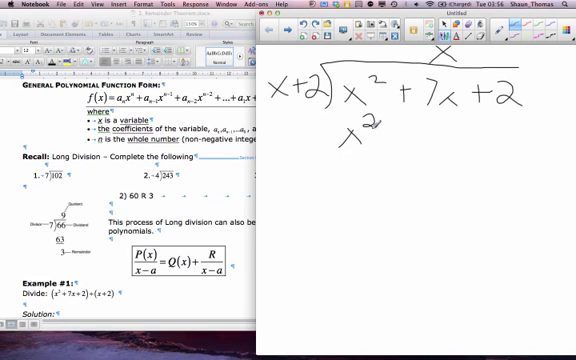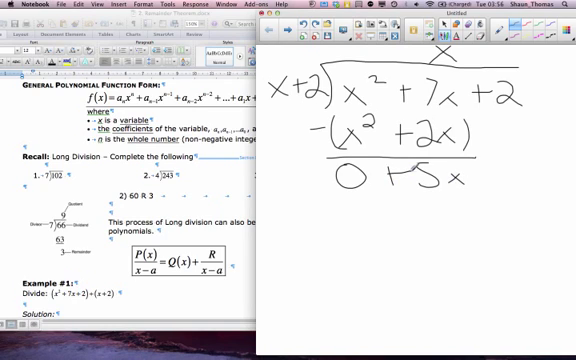I am now going to take my x again, that is in my divisor, and I multiply by a 2, and that gives me 2x. Now I'm going to put this second term here in a set of parentheses, because just like we did with long division, I'm now going to subtract. X squared subtract x squared gives me a 0. 7x subtract 2x gives me 5x, specifically a positive 5x.